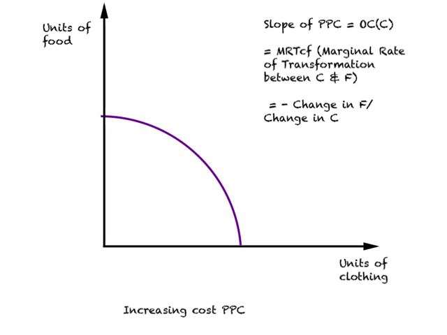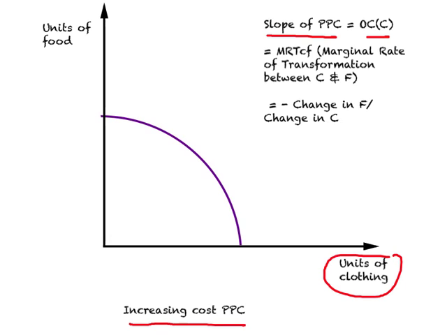Now look at this PPC or production possibilities curve, and since this is concave to the origin, what it represents is increasing cost PPC, and we already know that slope of PPC is the opportunity cost of the good on the horizontal axis, and we know clothing is there on the horizontal axis. So slope of PPC is opportunity cost of clothing. Another term for this is MRTCF, and MRTCF stands for marginal rate of transformation between clothing and food.